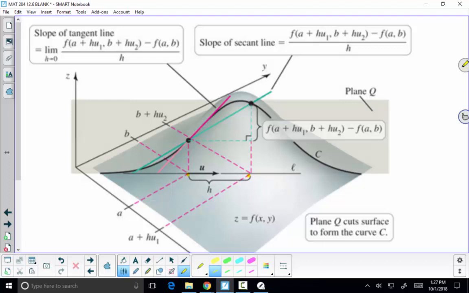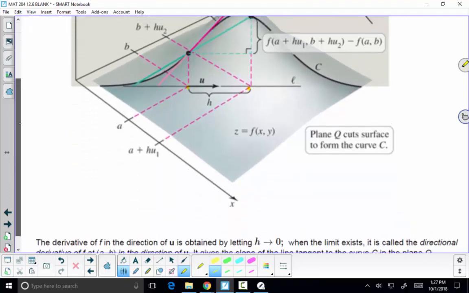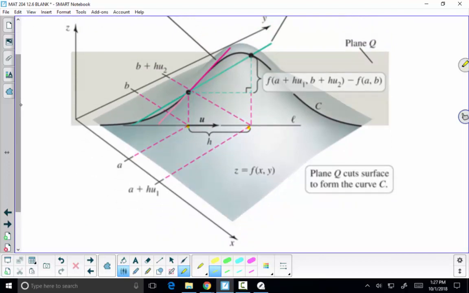And so we have the rise over the run of the secant triangle, just like you did in Calc 1. And then we take the limit as h goes to 0, and that is going to give us the slope of the tangent line. That will be the slope of the tangent line. So any questions when you look at that picture? Do you have a sense of what it's trying to tell us?